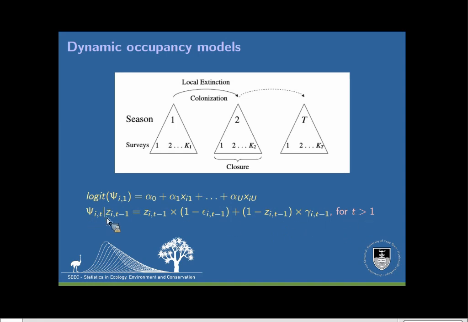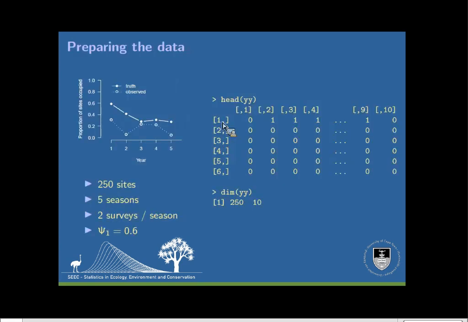So for all t greater than 1, we calculate that occupancy probability as a function of the previous occupancy status and colonisation and extinction. The cool thing about that is that now we've got a model where the parameters are extinction and colonisation, so the dynamic aspects of the species distribution, and we can now also examine variation in those dynamic parts of the model. And if you think about it, extinction and colonisation are really important processes, and with this model we can directly estimate those and test hypotheses about what is affecting these processes.